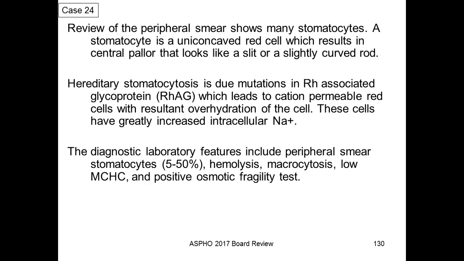Well, it's actually a uniconcave red cell that results in the central pallor that kind of looks like a slit or a slightly curved rod. So hereditary stomatocytosis is due to mutations in Rh-associated glycoprotein, and this leads to a permeable red cell that gets flooded with sodium and leads to the resulting overhydration of the cell. So the overhydration is actually the cause of the low MCHC.